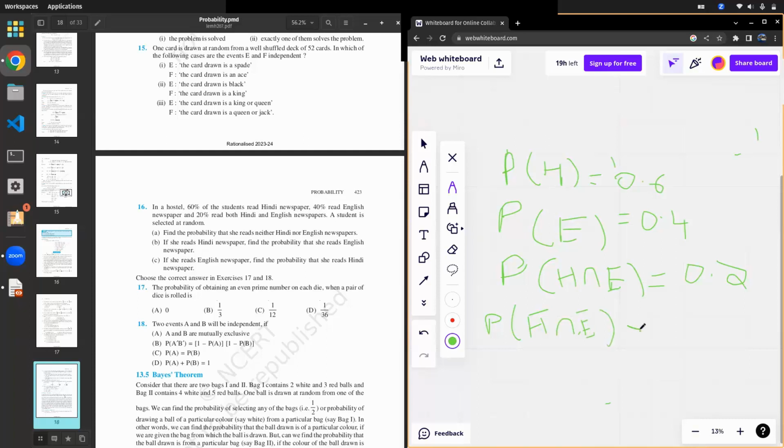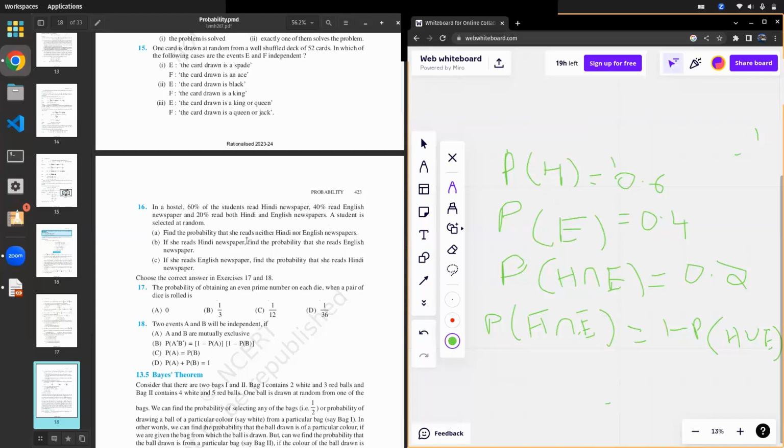This can be solved by first finding its complement. The complement of neither Hindi nor English is Hindi or English. So the probability of Hindi union English can be found using the values given here and the formula: probability of Hindi plus probability of English minus probability of Hindi intersection English. By using the given values, we can find the probability of Hindi union English, and then do 1 minus that to get the required answer.